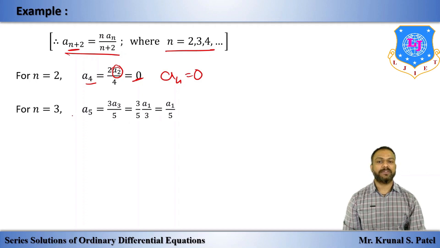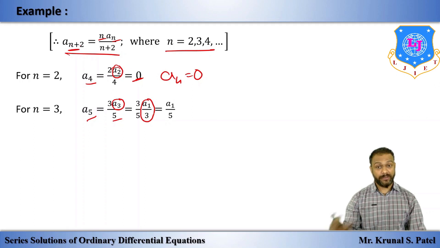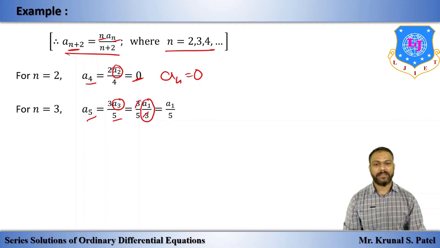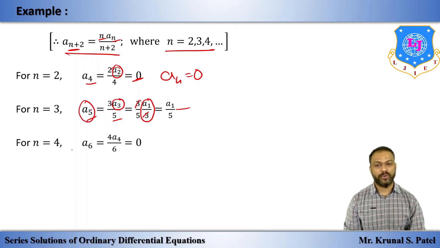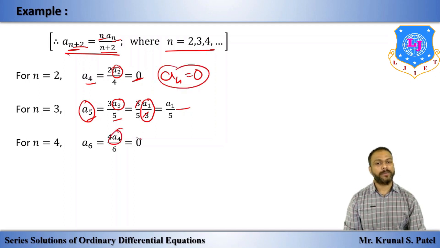Now we will put n equal to 3. So 3 plus 2 is 5. This is a3, and 3 plus 2 is 5. Now what is the value of a3? We already found that a3 is a1 by 3. By cancelling out these 3s, we have a1 by 5 as the value of a5. Similarly, we put n equal to 4. So we get a6, 4 a4 by 6, and a4 is 0. So this term is also 0.